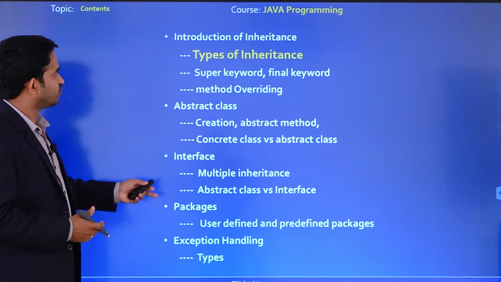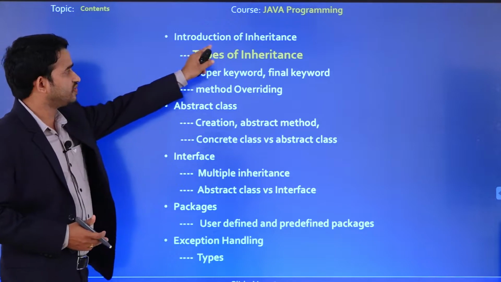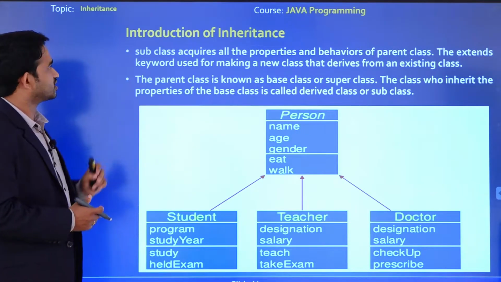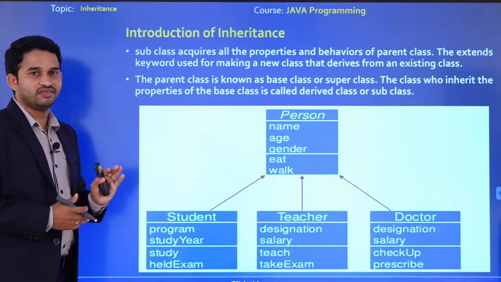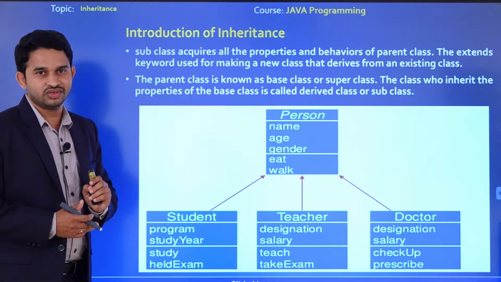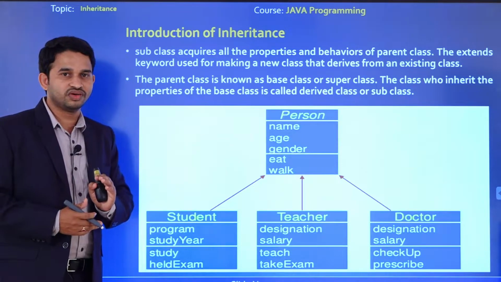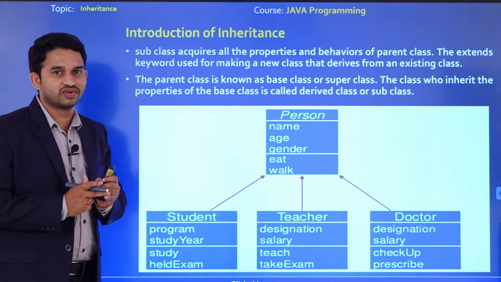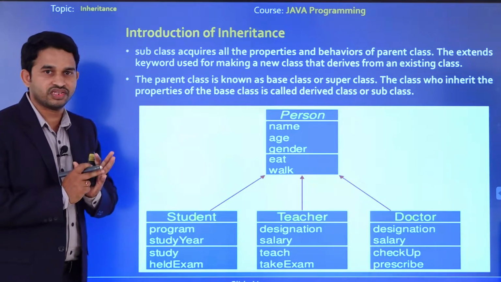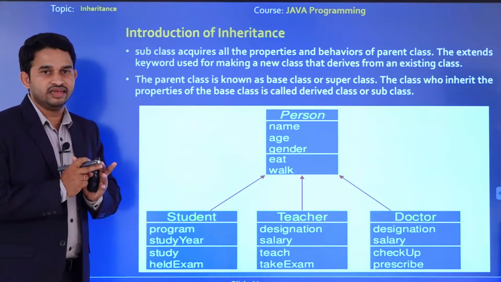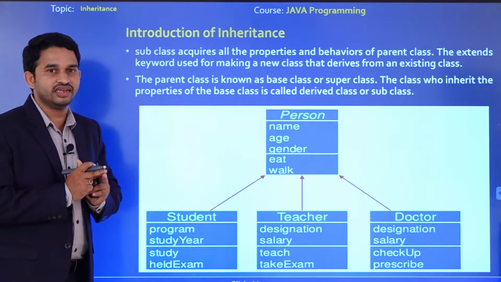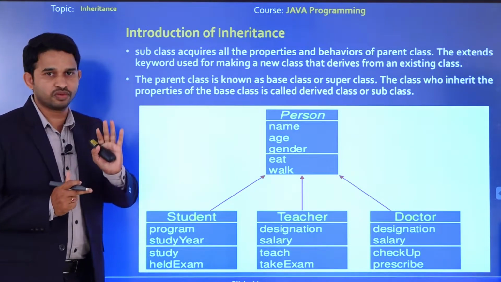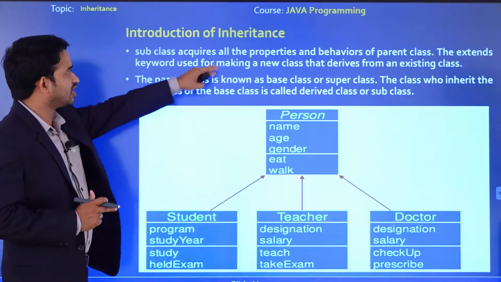Next we go for the first topic, introduction of inheritance. We already discussed the same thing in unit 1, where we discussed the pillars of object oriented programming. We have 4 pillars. The first one is abstraction, next encapsulation, next inheritance, and the next polymorphism. Those are the 4 pillar system.